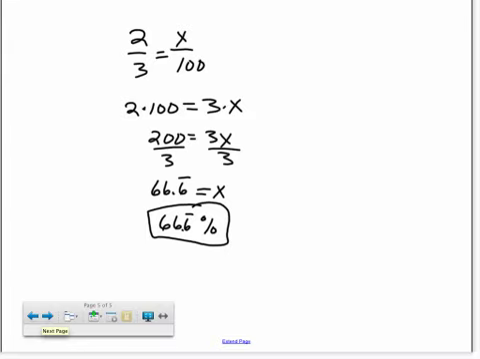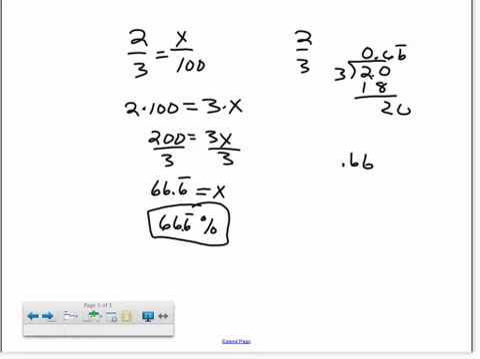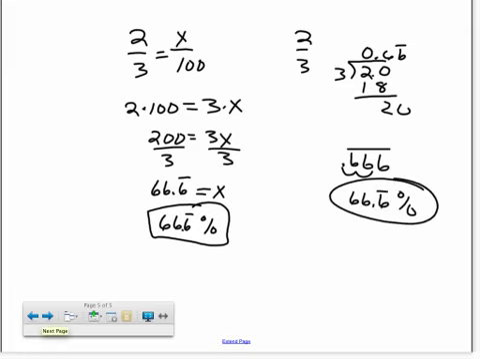Other method, of course, you've got 2/3 and divide 3 into 2. Goes in 0 times, drop down a 0. 3 goes into 20 six times. 6 times 3 is 18, 2 left over. Oh look, it repeats. So we know that that's going to be 0.6 repeating. And then move the decimal. So we got 0.666 repeating. Move the decimal 2 places, I get 66.6 repeating percent. And so once again, I get the same answer, which is always good.